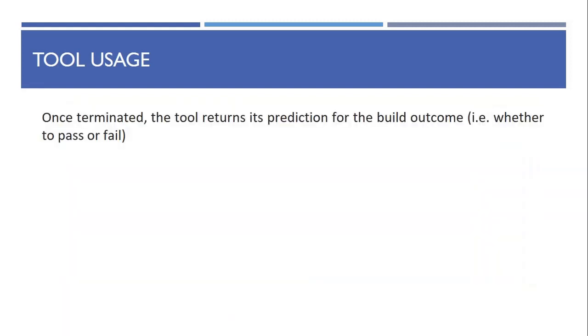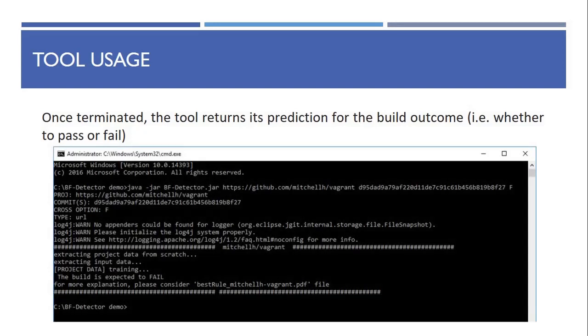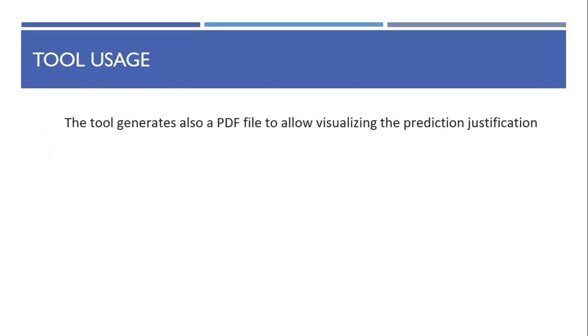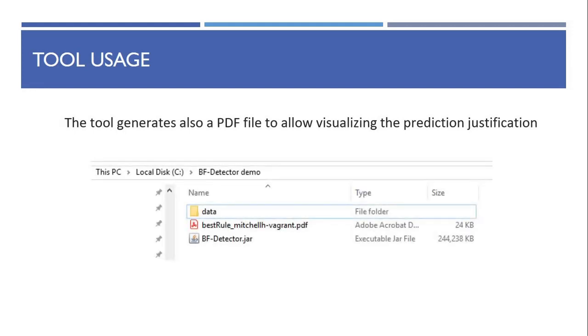On completion, the tool returns its prediction for the build outcome. As you see in the screenshot, in this example, the build is expected to fail. The tool generates also a PDF file to allow visualizing the prediction justification. The file is located in the same path as the jar file.